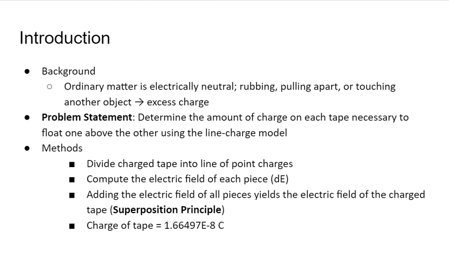And so first we divided the charge tape into a line of point charges, and then we computed the electric field of each piece, and then we added the electric field of all the pieces, which yielded the electric field of the charge tape. And this is known as the superposition principle. And so we found the charge of the tape to be 1.66497 times 10 to the negative 8th coulombs.